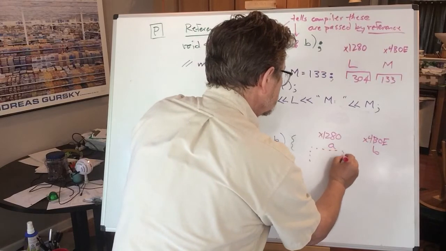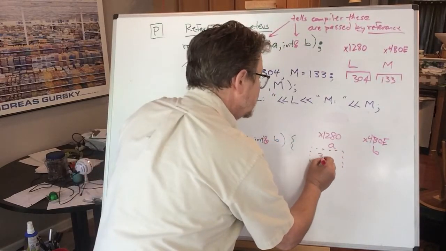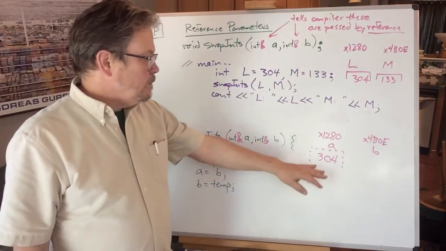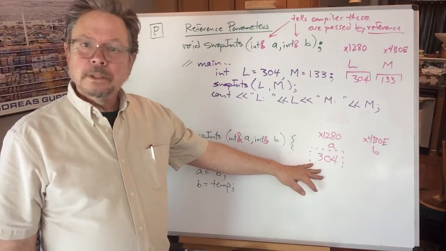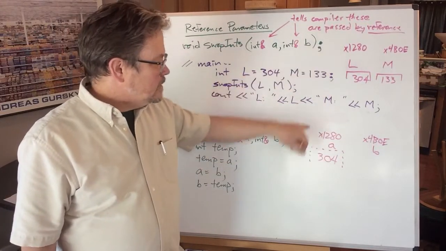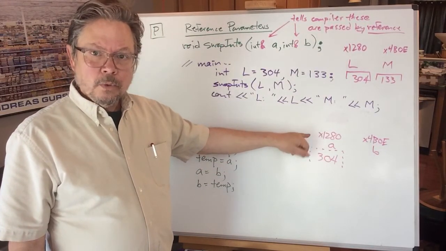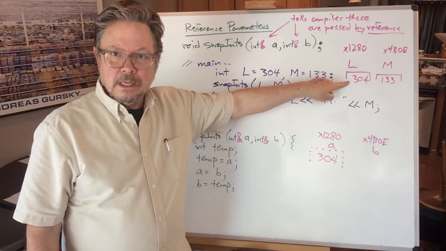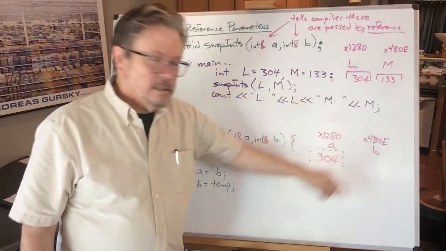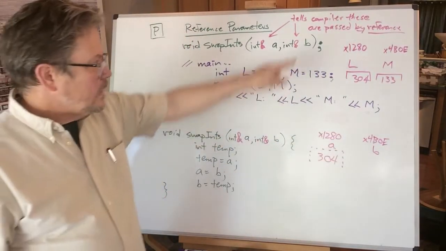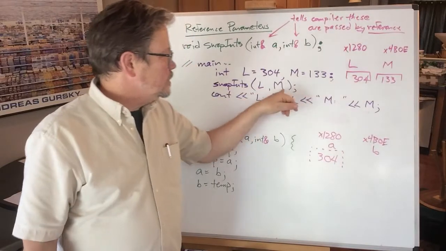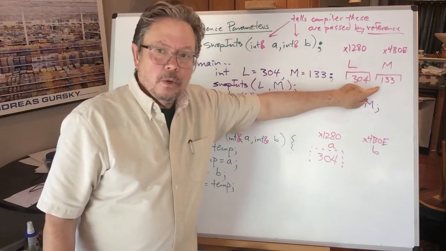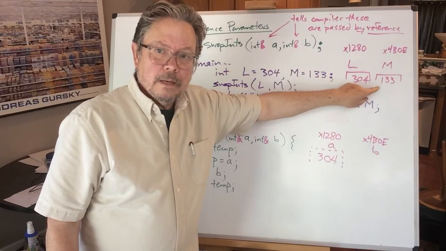I make this a ghostly or dotted box because if I were to print out the value of A right now, I would indeed see 304, and it would look like somebody passed me a 304, but they did not. They sent me a hexadecimal 1280, which happens to be the address of where that particular 304 lives in memory. B's got the same life story over here. They didn't pass in 133, even though it looks like it. They passed in the address of where that particular 133 lives in memory, back up in the main program.